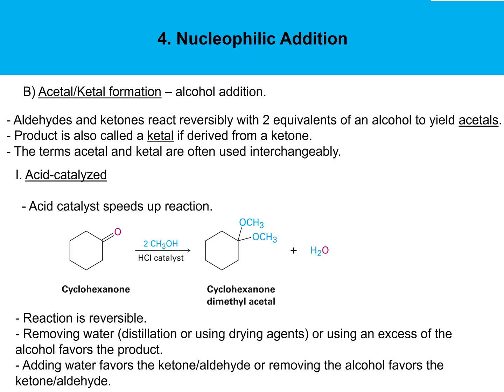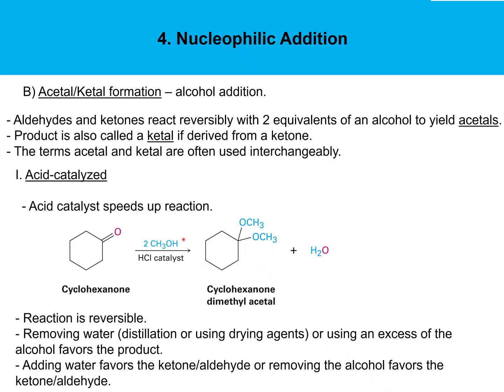The reaction between alcohols and ketones and aldehydes is generally slow under neutral conditions. We can speed up that reaction by using an acid catalyst. Here's an example with cyclohexanone. If we use two equivalents of methanol and HCl as a catalyst, we can get the corresponding acetal or ketal, whichever term you want to use.